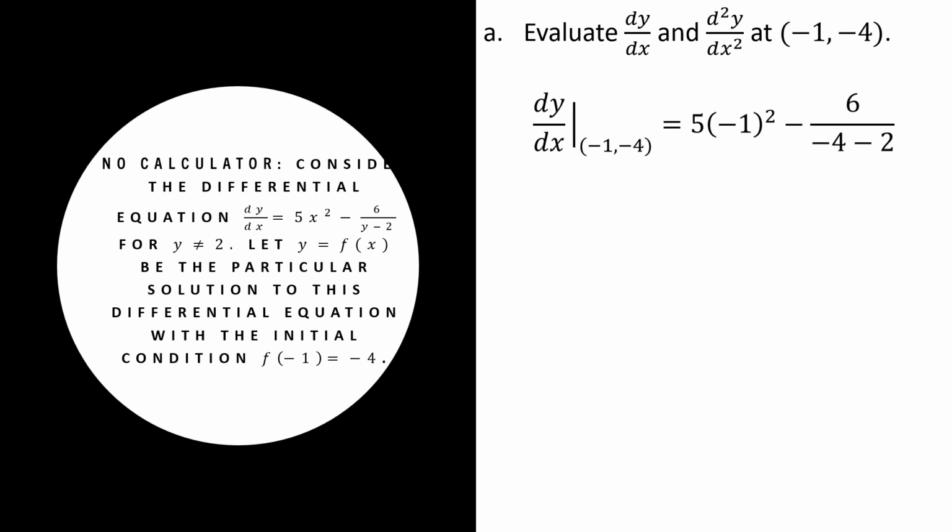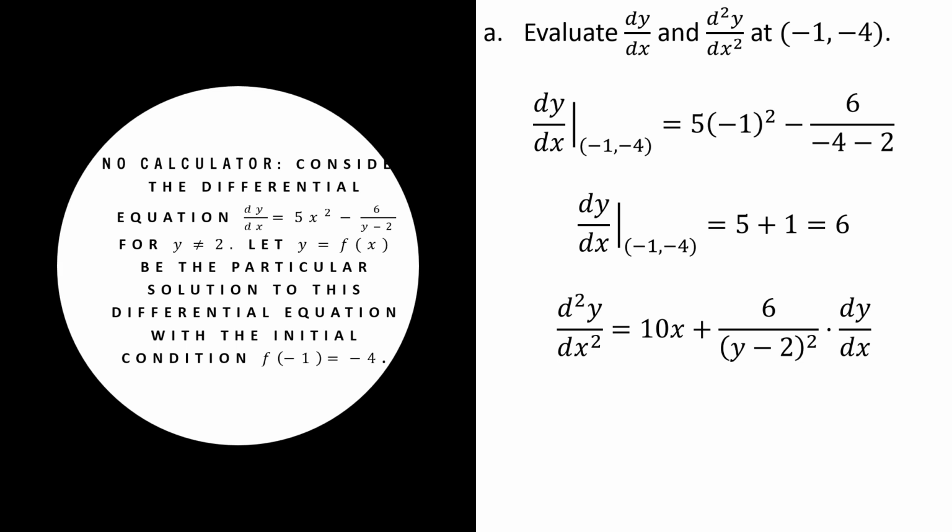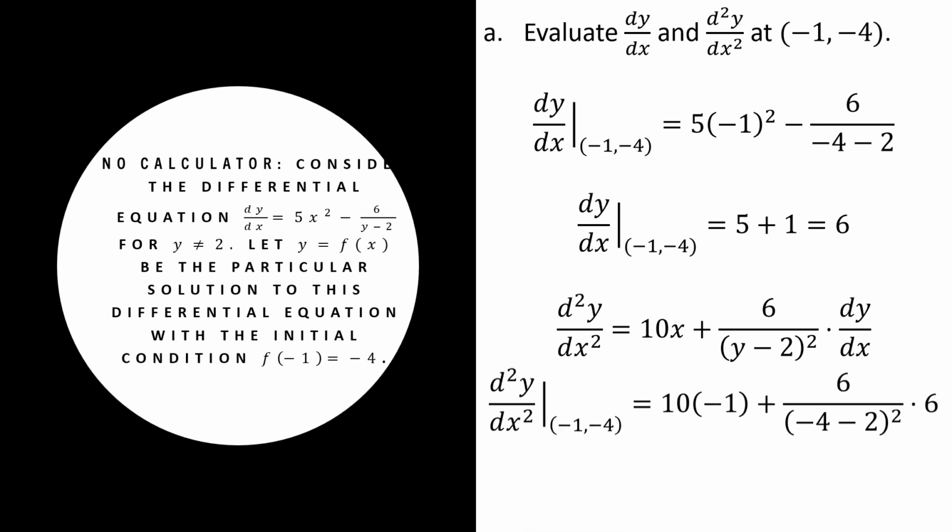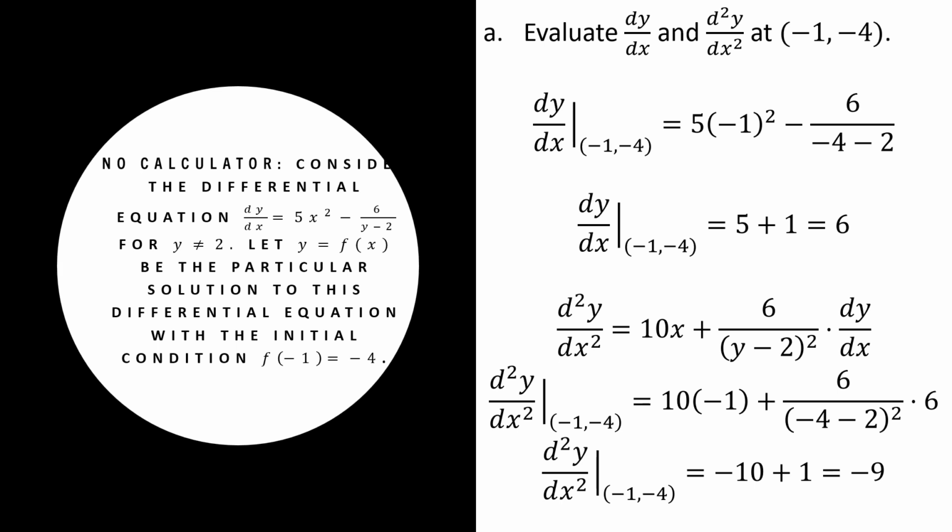So the first derivative is straight up because they already gave me the first derivative in the problem. So I'm literally just plugging in the point -1, -4, simplifying this down, and I got 6. The second part, we have to take the second derivative. And remember, when you take the second derivative, every time you take the derivative of y, you need to include that dy dx. So that's usually the part that people forget. So the first part was just the 10x, and then when I took the derivative of the second part, I have to understand that that needed a dy dx on it because I took the derivative of y. Then I plug in my point, simplify that down, and I get -9.